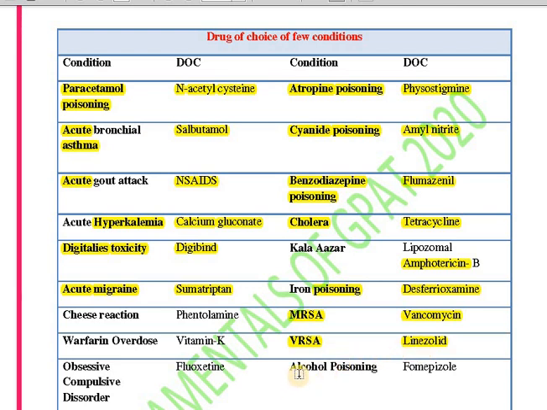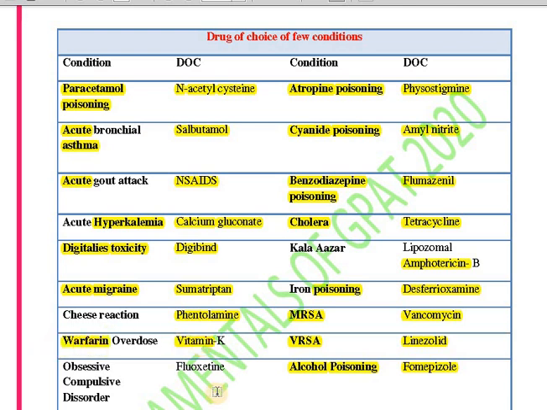Next one is alcohol poisoning. In case of alcohol poisoning, drug of choice is fomepizole. Okay, fomepizole is a drug of choice in case of alcohol poisoning. Then phentolamine is used as a drug of choice in case of cheese reaction. Remember this. Then specific antidote for warfarin poisoning is vitamin K.